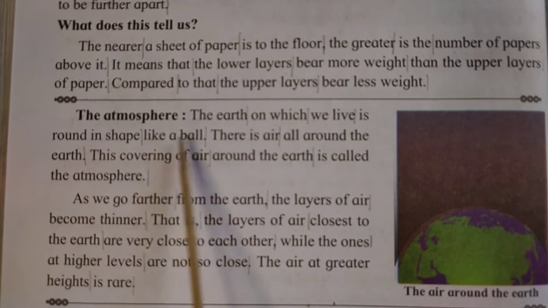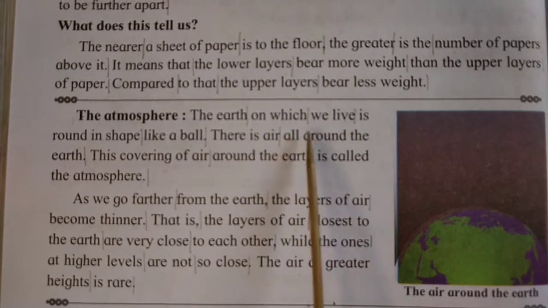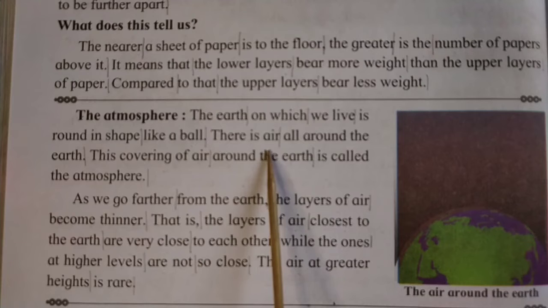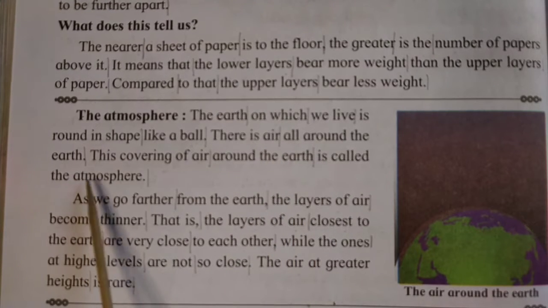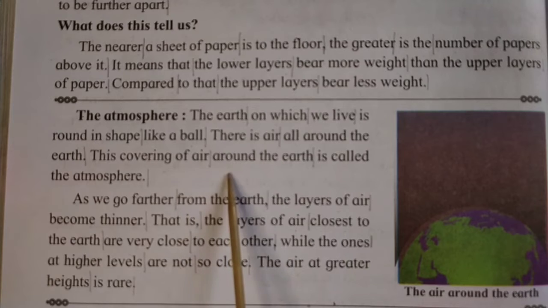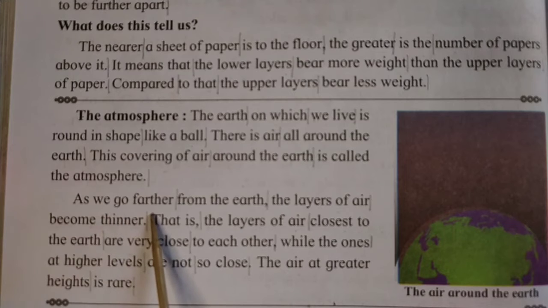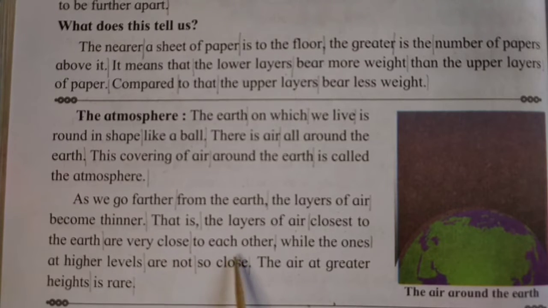The earth on which we live is round in shape like a ball. There is air all around the earth. This covering of air around the earth is called the atmosphere. As we go further from the earth, the layers of air become thinner. That is, the layers of air closest to the earth are very close to each other, while the ones at higher levels are not so close. The air at greater heights is rare.